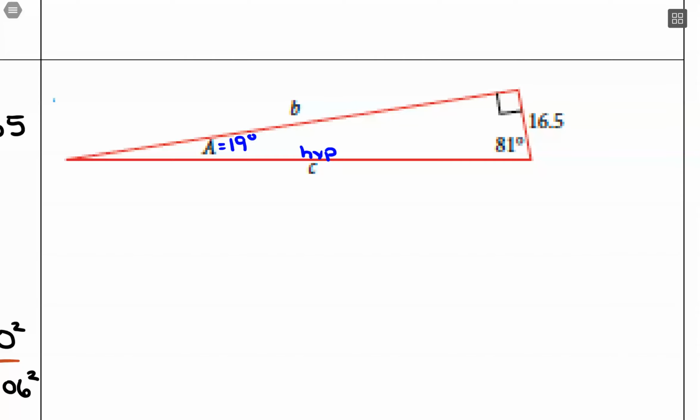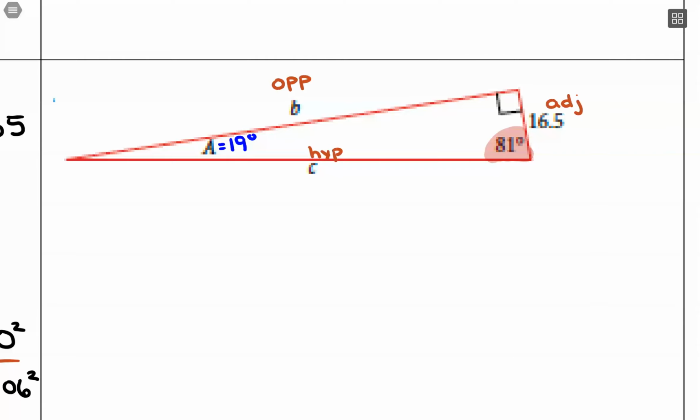In terms of using a trig function, I'm going to focus on being here at 81 degrees. So if we're at 81, let's see, we have hypotenuse. I'm going to use a different color. Sorry, I'm using blue for the answers. So hypotenuse, which means b is opposite.